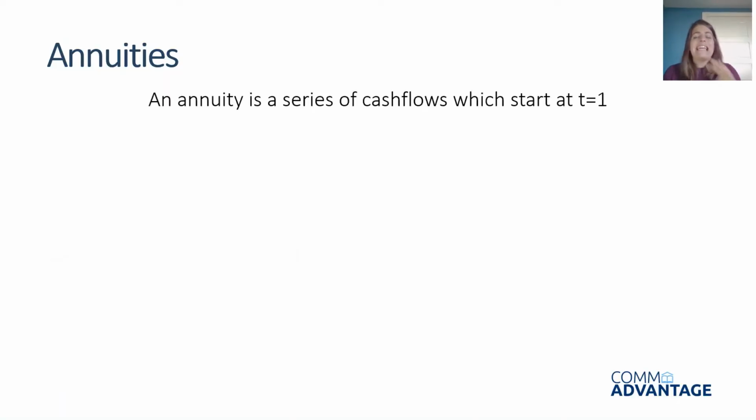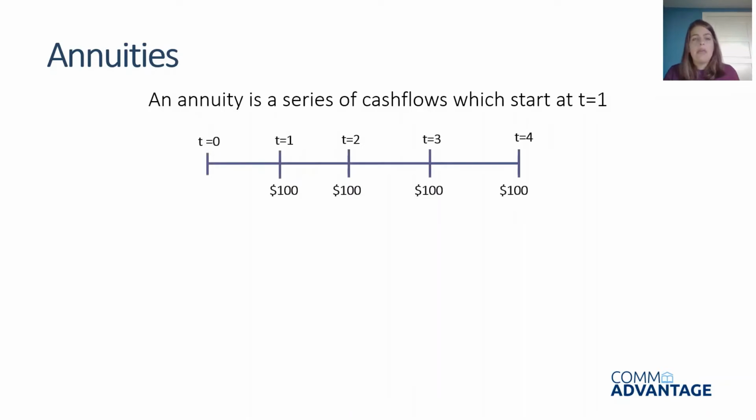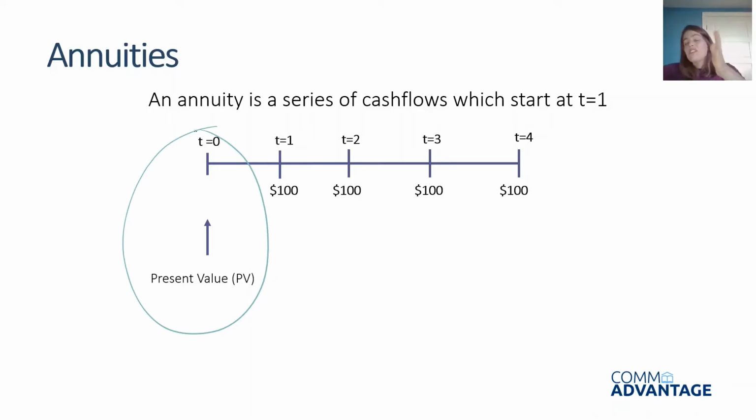An annuity is a series of cash flows in or out that start at time one, and they're going to be the same amount each time. Whatever we're dealing with, in this case $100, we're talking about that money going in or out starting a year from now. What we're often interested in with annuities is the present value, meaning what is this worth at T0? How do we figure out how much that entire string of cash flows is going to be worth in today's dollars? Remember, present value is always today's dollars.